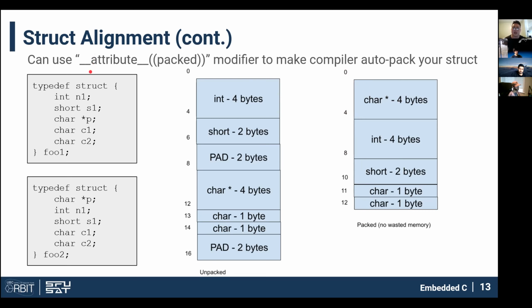Now you can have the compiler do this automatically if we use this modifier, __attribute__, you can see it here, packed. So you put that right before the struct definition, and that will pack your structure. Actually, I'm sorry, I'm pretty sure you put that before the identifier. That's a mistake.